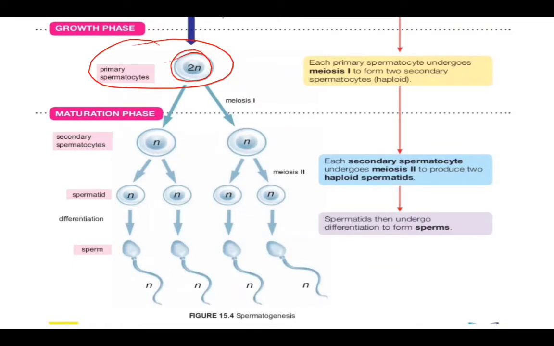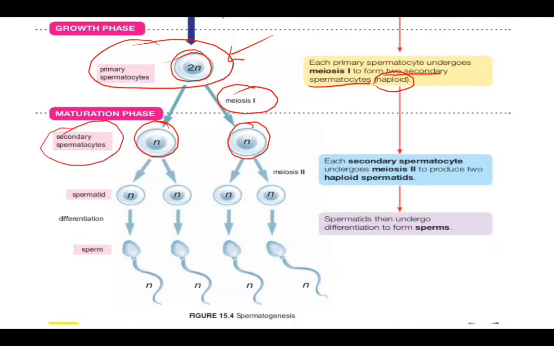Each primary spermatocyte undergoes meiosis 1 to form two secondary spermatocytes, which are haploid. Here, 1, 2, haploid secondary spermatocytes. Each secondary spermatocyte undergoes meiosis 2 to produce two haploid spermatids. So here we produce two haploid spermatids, and this one also produces two haploid spermatids. Then the spermatids undergo differentiation to form sperms.